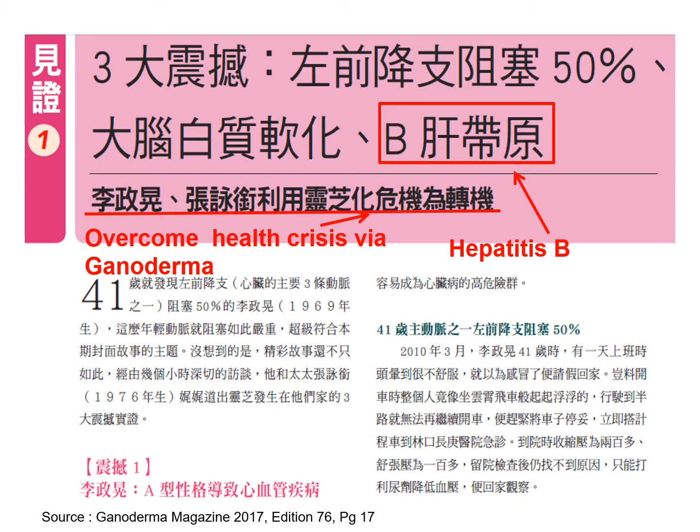Now we look at the testimonial. This is a testimonial from Taiwan. Mr. Lee had high blood pressure. At 41, back in 2010, he was diagnosed with 50% blockage in the artery, and he's a type A personality that made him very competitive at work, a so-called workaholic under high pressure at work for a long time.